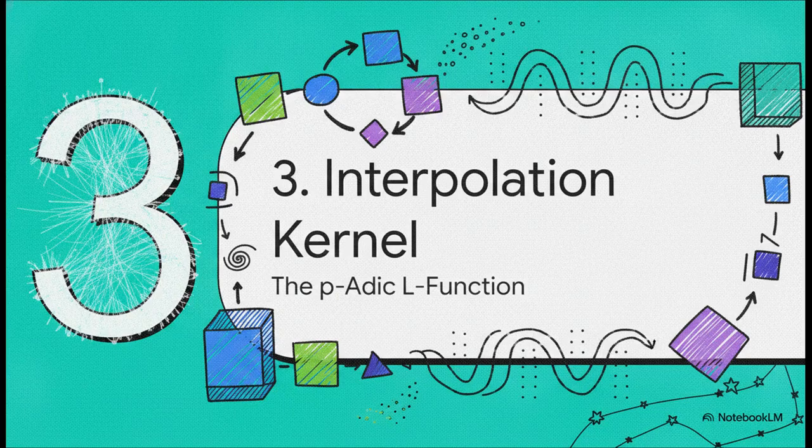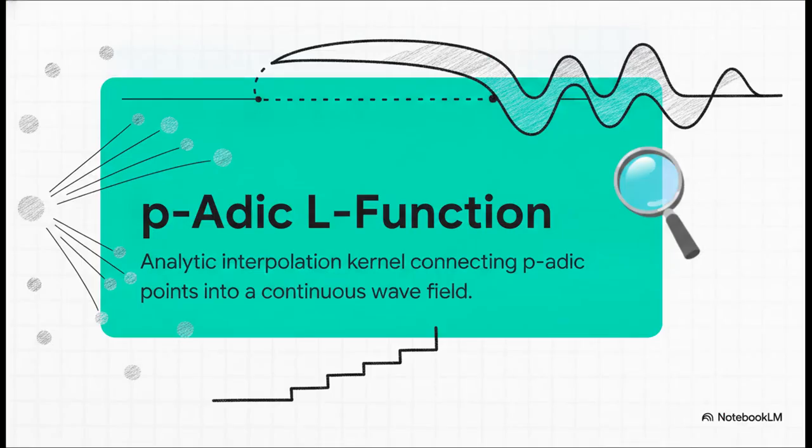All right, section 3. The p-adic interpolation kernel. To handle the cyclical jumps in our arithmetic data packets, we've got to introduce a dynamic filter. Before we hit the next equation, it's super important to understand the p-adic L function. You can really think of this as a mathematical smooth operator. It acts as an analytic interpolation kernel. Basically, it takes completely isolated, disconnected data points and weaves them together into a continuous flowing wave field, smoothing out all those harsh, discrete cyclotomic jumps.